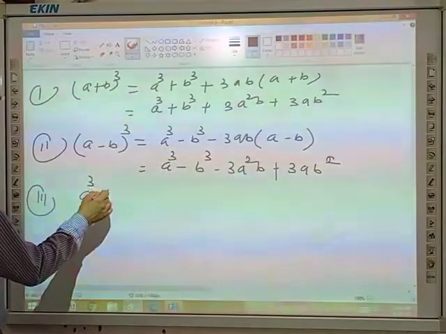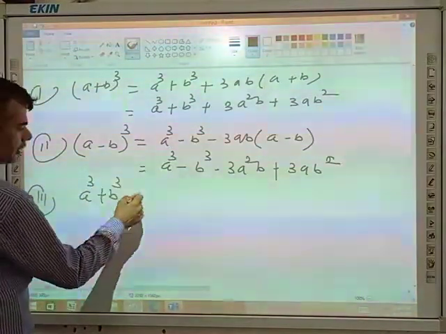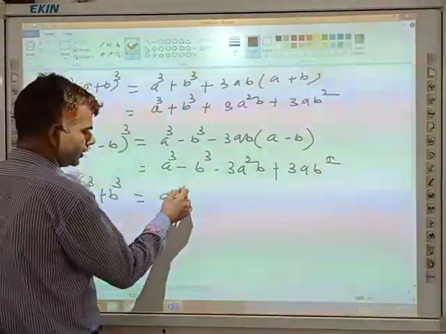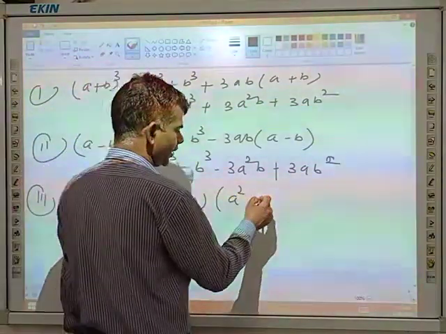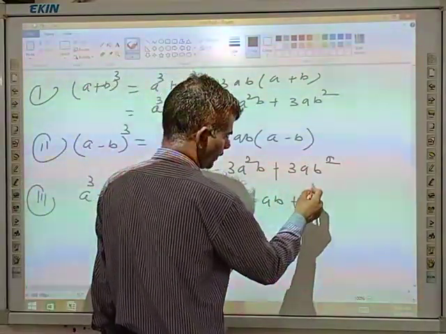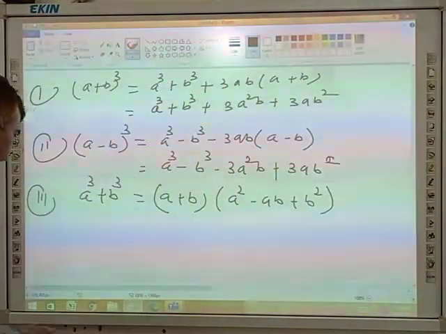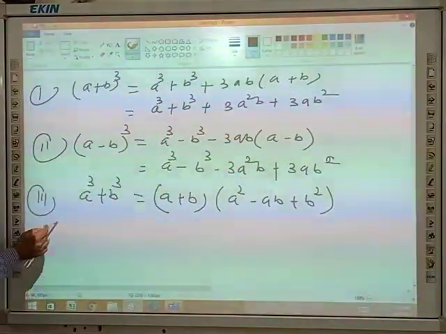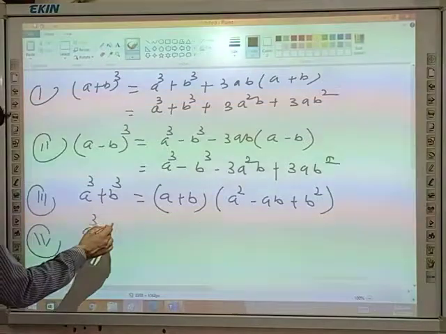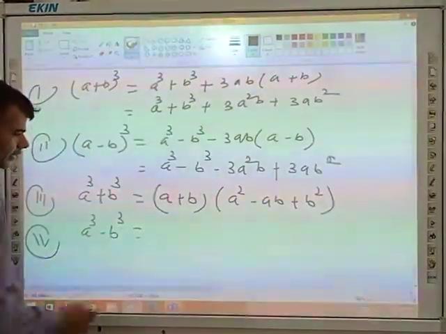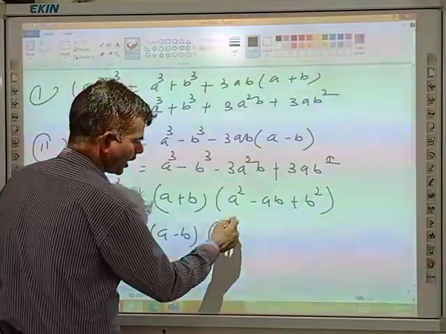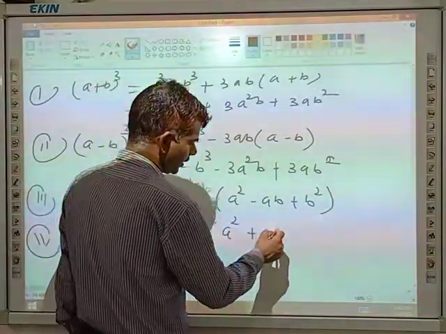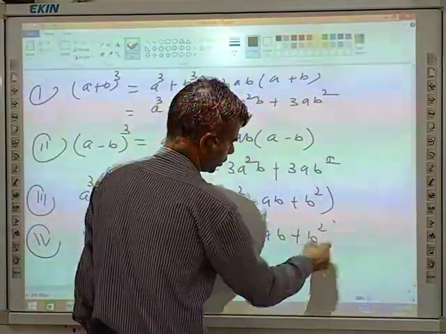Now students, next one is third: a cube plus b cube. That is (a + b)(a square minus ab plus b square). Next, the fourth one is a cube minus b cube. That is (a - b)(a square plus ab plus b square).